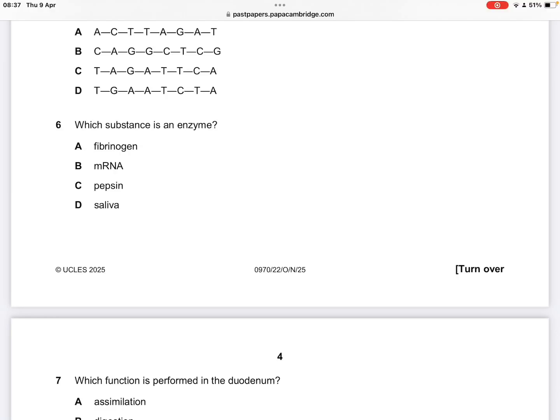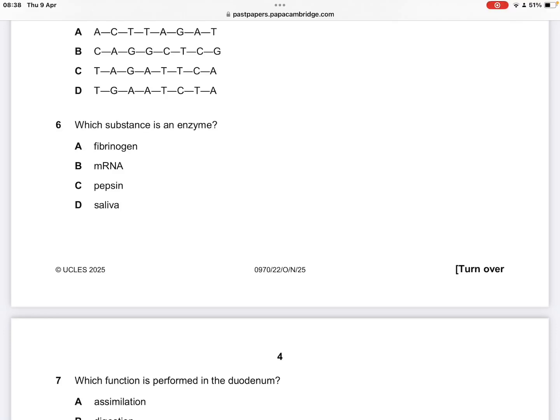Messenger RNA is a molecule that, rather than the DNA moving out of the nucleus to a ribosome for when proteins are being synthesized, takes the code, that genetic information from the DNA kept safe in the nucleus to the ribosome, and then the ribosome can make the protein using that code. Obviously pepsin is our option there, so we know that's the enzyme.